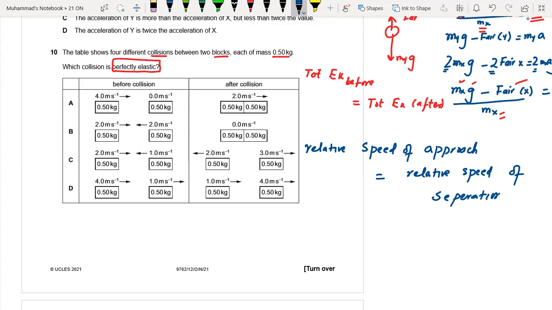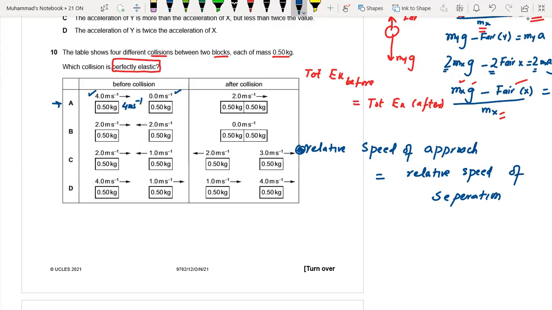Okay, so we have to check using this criteria. So let's check option A. This is moving with 4 meter per second and this is at rest. So what is speed of approach? You know that the speed of approach is 4 meter per second because this is at rest and this is approaching with 4 meter per second.